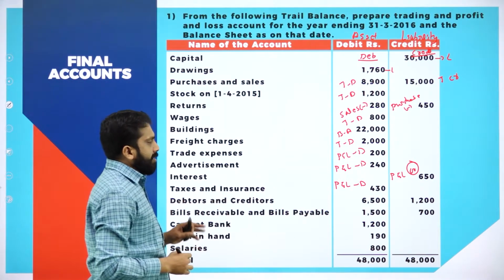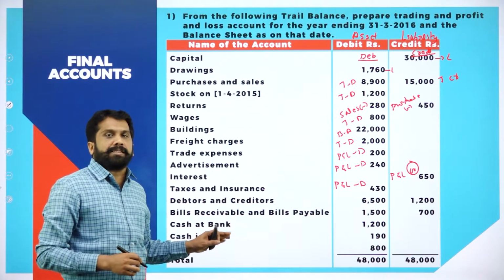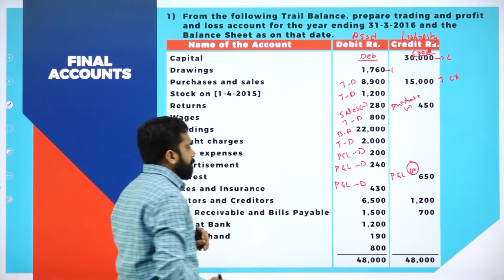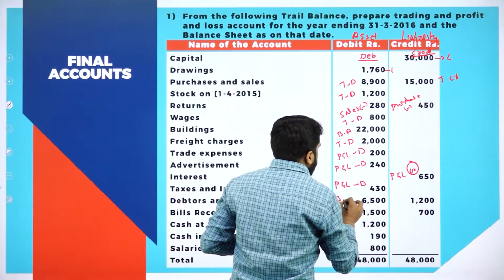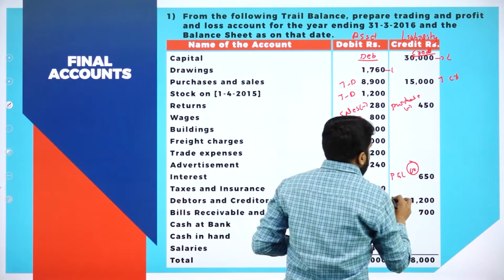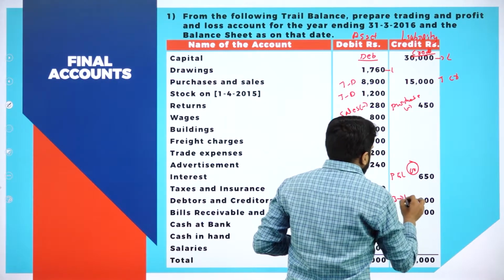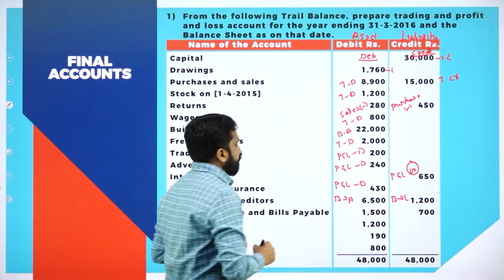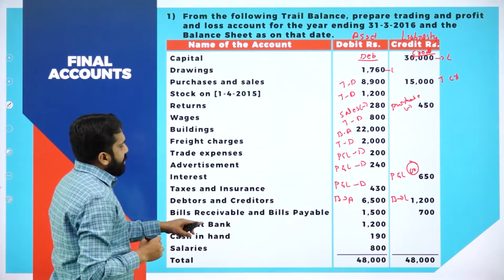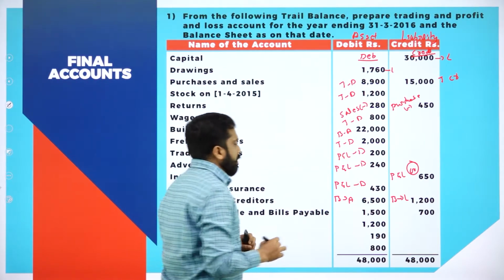Debtors and creditors. As you know, debtors and creditors are balance sheet items. Now, this will be balance sheet asset. This will be balance sheet liability. Remember this. Next, bills receivable, bills payable. Similar.